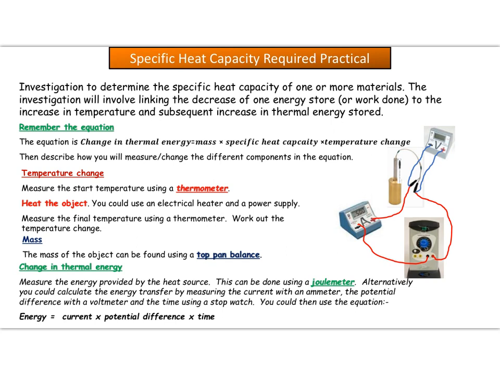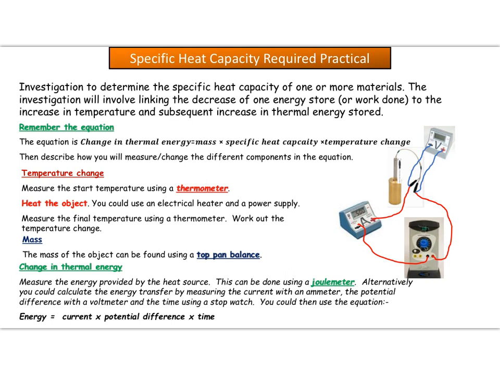Now, as I approach this practical, I think about the equation. And in physics, remember, the equation is just a mathematical representation of a law. So the equation states that change in thermal energy is equal to mass times specific heat capacity times temperature change. We are trying to calculate specific heat capacity, which means we need a method of measuring temperature change, mass, and change in thermal energy.